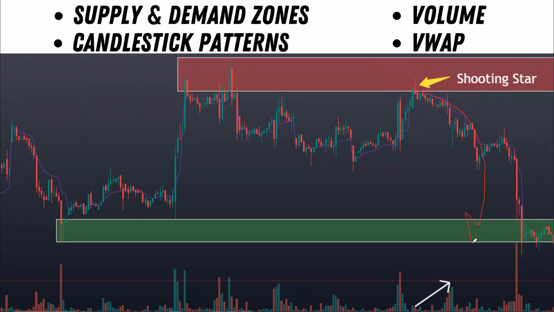And you take that short into your previous demand zone, which is an imbalance of buy orders where typically you'll find some support and the price may get pushed back up as it did over here as well as over here when it retested that demand zone.